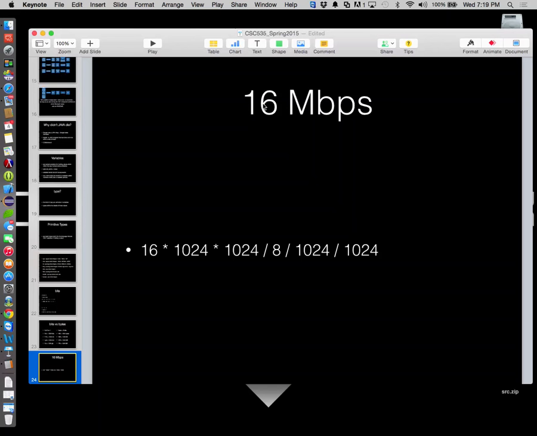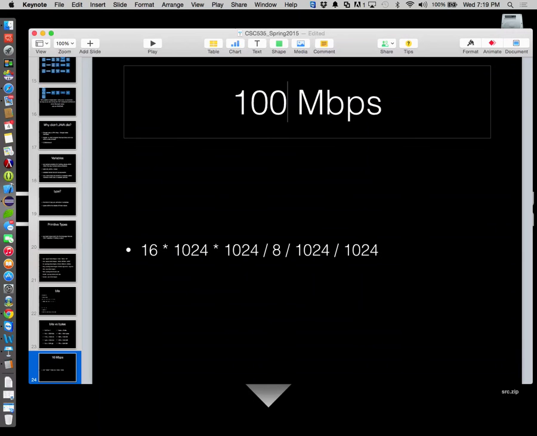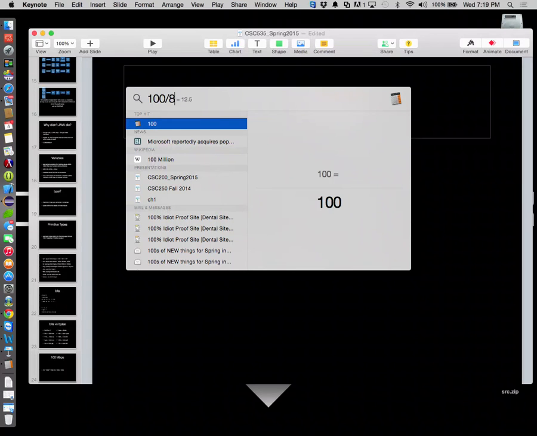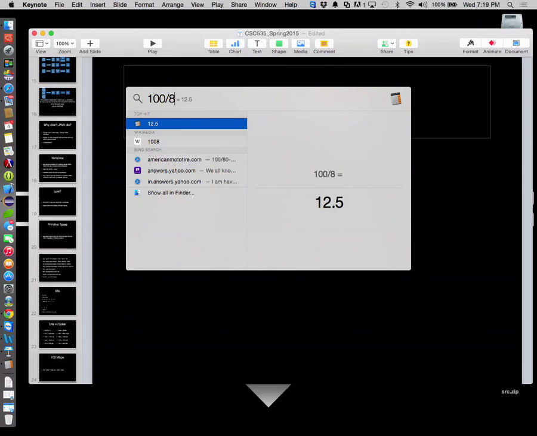My house, I have 100 megabits per second. So divide that by 8, and at a maximum, I can download 12.5 megabytes per second. Now, realistically, will most sites be able to deliver me stuff at 12.5 megabytes per second? No.